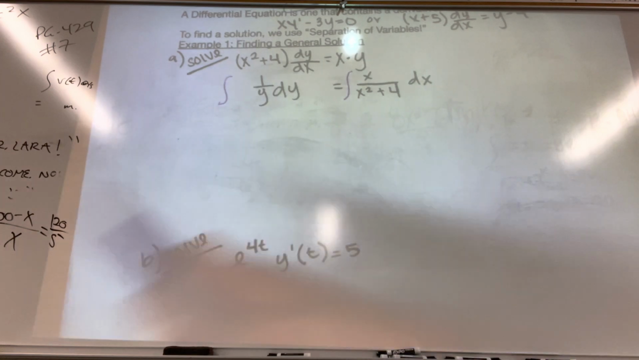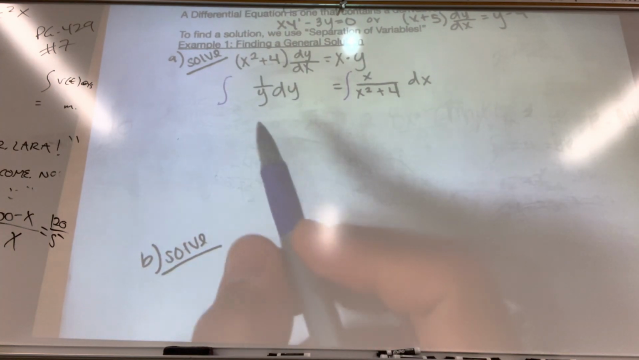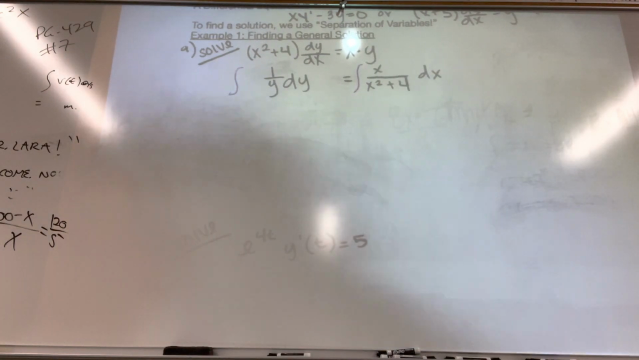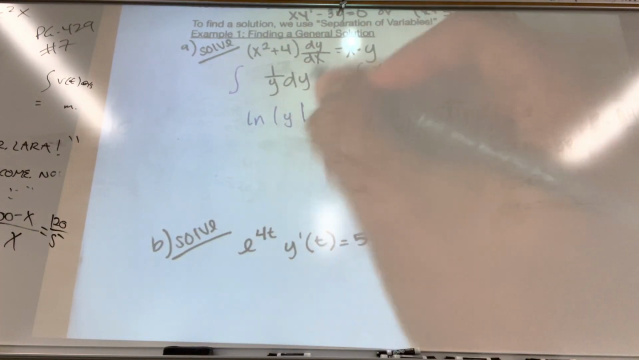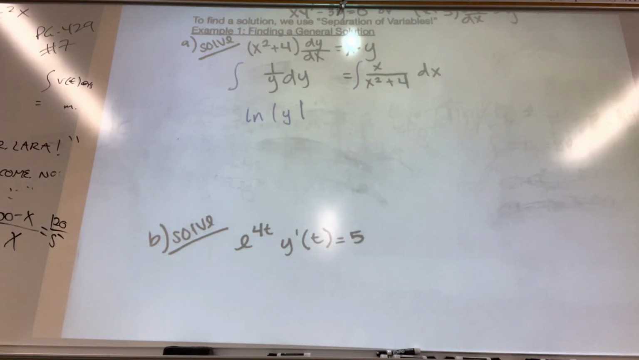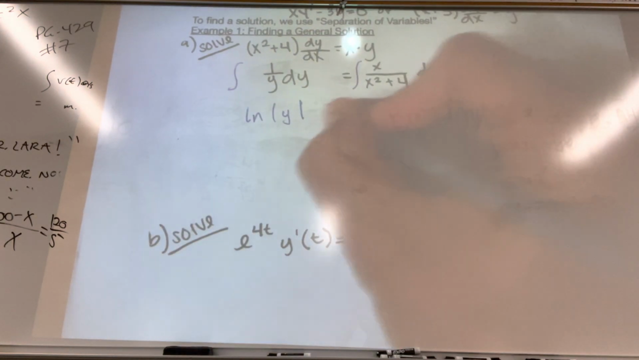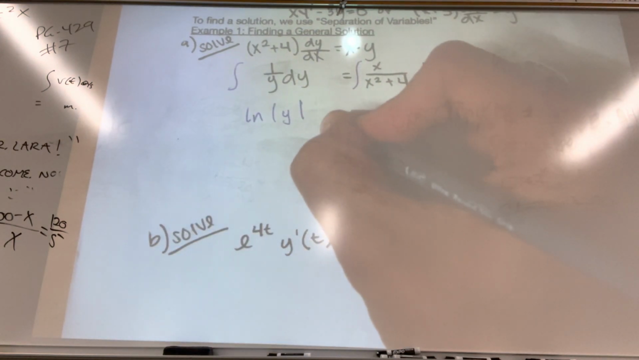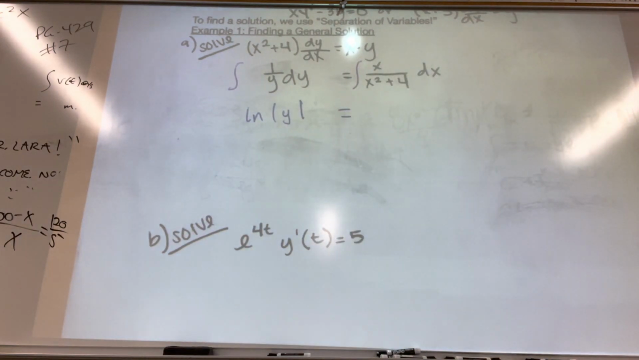Now the left side is very nice and easy. What's the antiderivative of 1 over y? ln. So it'd be ln. And to be proper, we're going to say ln of absolute value of y. And yes, there is a plus c that we usually put there, but I'm not going to put it there now. I'll tell you why in just a moment.